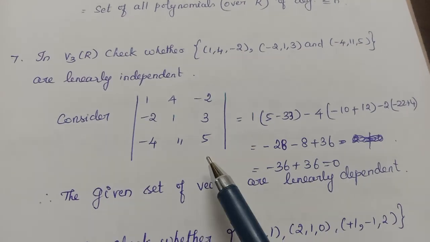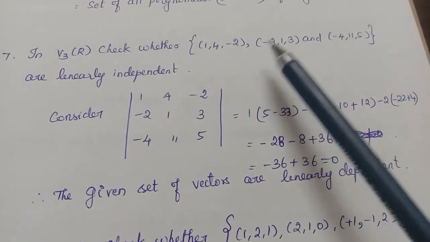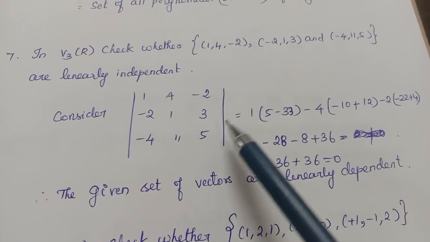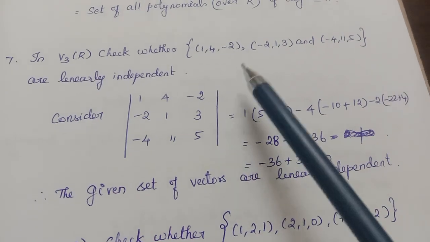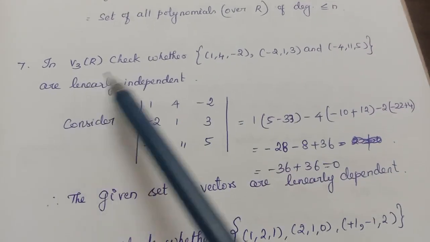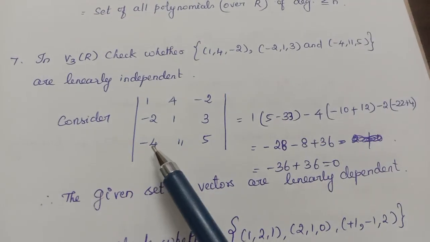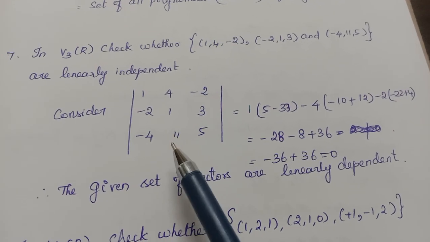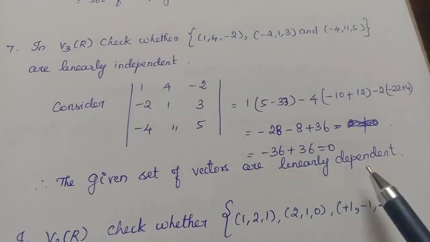But this is not applicable for all types of problems. Suppose I am given 4 vectors in 3 tuples, I cannot check with this one. I have to use some other rule, isn't it? So only for 3 vectors in 3 by 3, or 2 by 2. Suppose in V2 of R 2 vectors are given, you can make use. Suppose in V4 of R 4 vectors are given, you can make use of this method. So this is used to check whether the given set is linearly dependent or independent. Determinant equal to 0 implies linearly dependent.